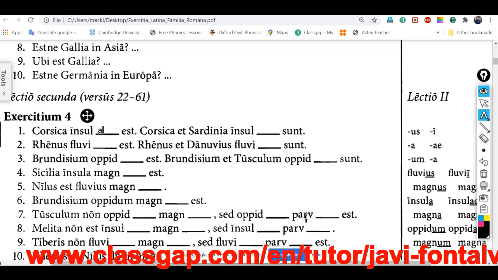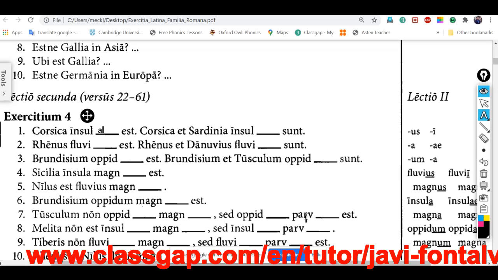Let me explain something else about Latin. In Spanish you have feminine and masculine nouns, yeah? Have you ever, any of you, studied German by any chance? Yeah, so in German it happens the same as in Latin. We have feminine, masculine, and neuter nouns. So that's why you have three endings: us, a, um, depending on whether it's masculine, feminine, or neuter. But don't worry too much about this. Just remember that it's insula, insulae, and that's it.